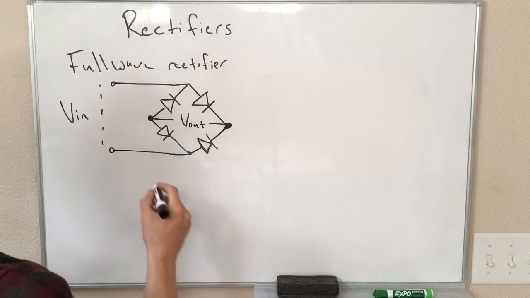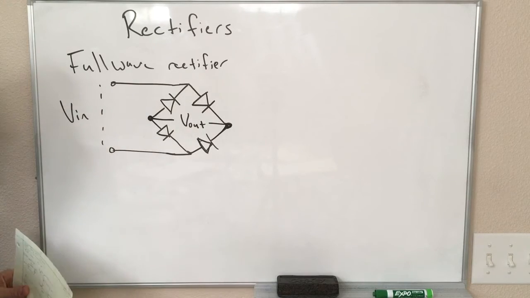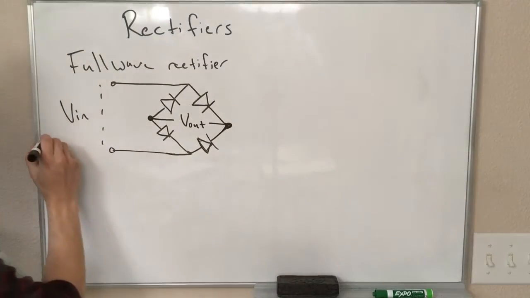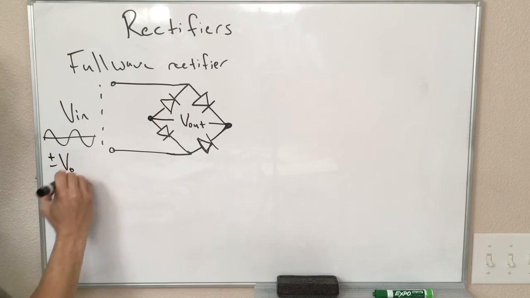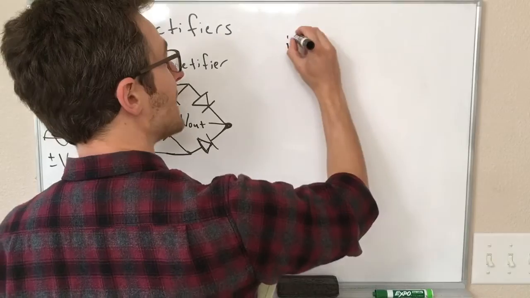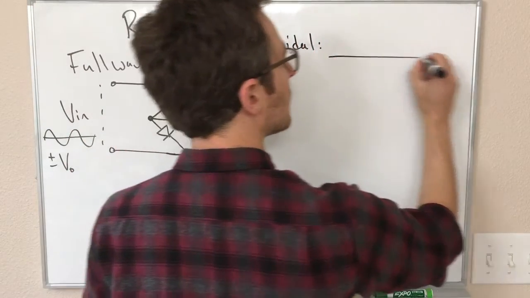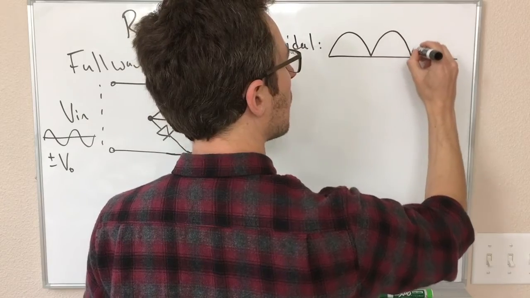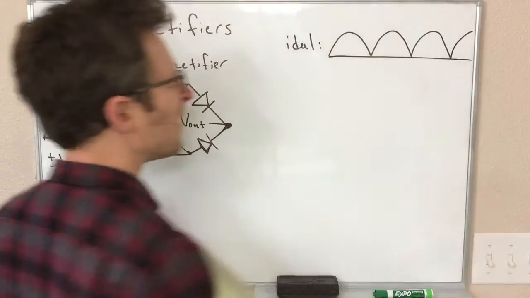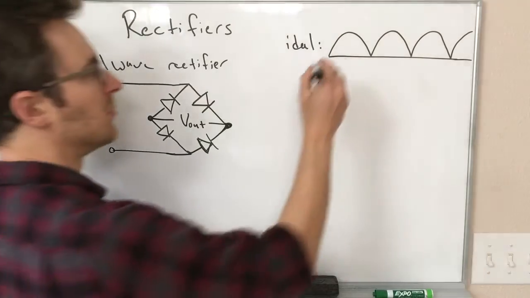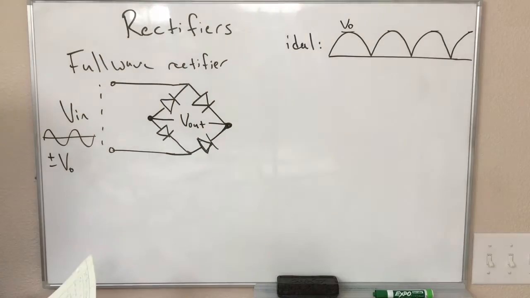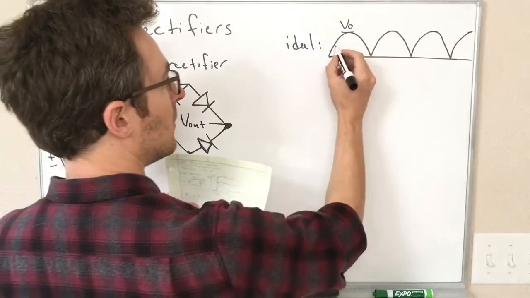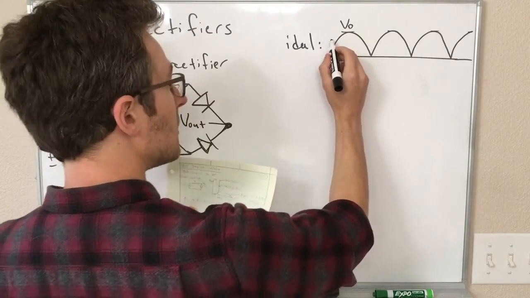Okay, so we can go through the circuit analysis. I'm just going to skip to the answer. So if we put in the same sine wave as before as the input, so this is between plus and minus V0, our ideal output looks like this. It is like the absolute value of our input signal. It goes up to V0 every time. And the average of this is significantly higher than the other one.